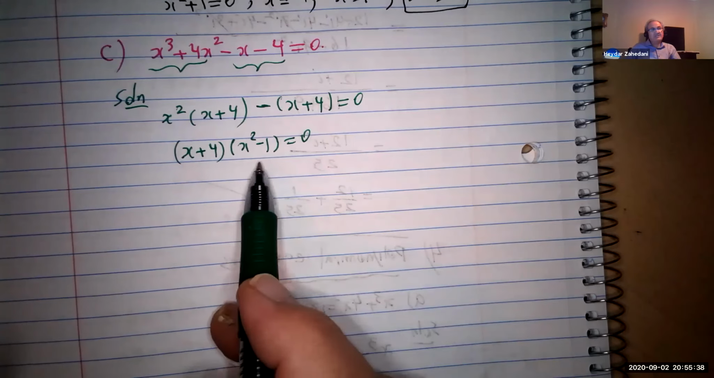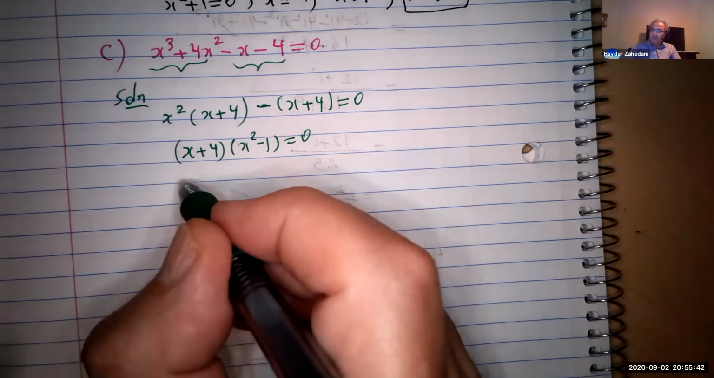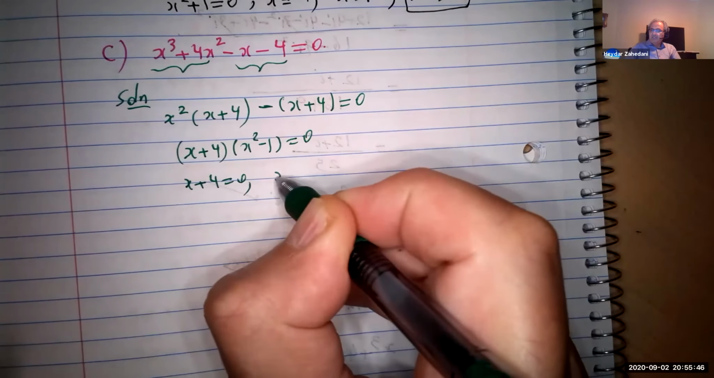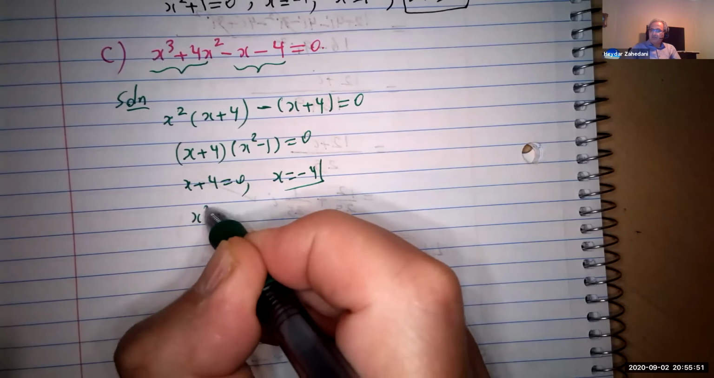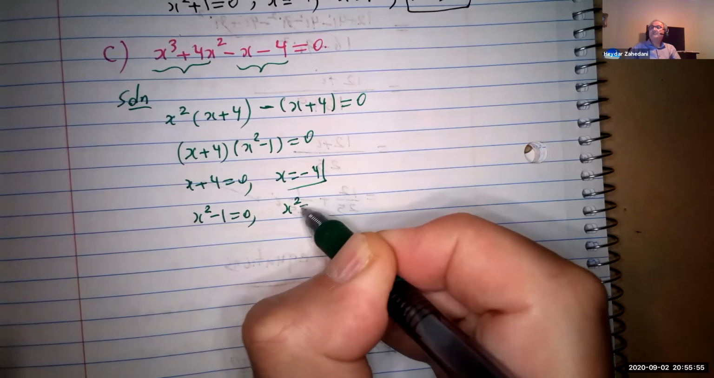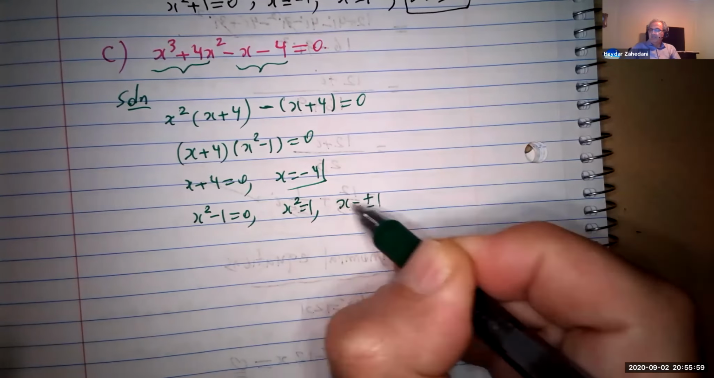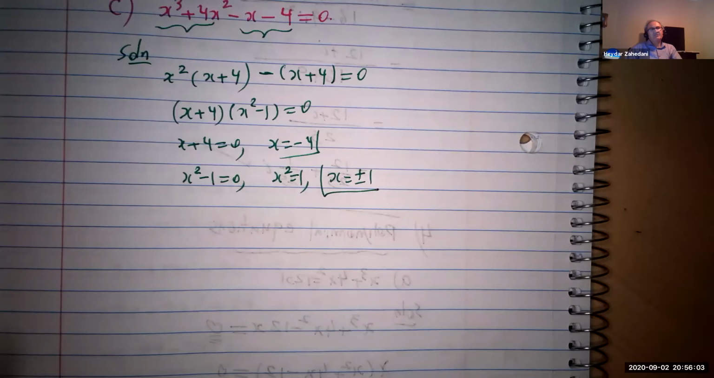You can factor x squared minus 1 further or just leave it as is. So x plus 4 equal to 0 gives you x equal to negative 4. Okay, x squared minus 1 equal to 0 gives you x squared equal to 1, and then x would be positive negative 1. And then you're done. So we have three solutions, x equal to negative 4 and x equal to plus or negative 1. Any question?